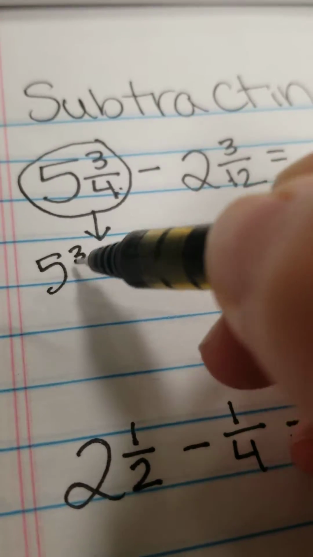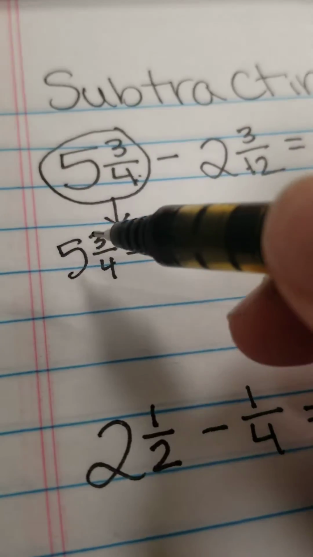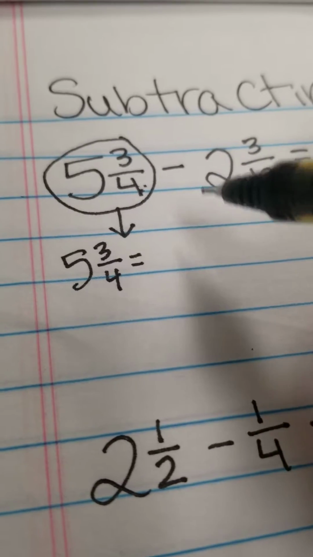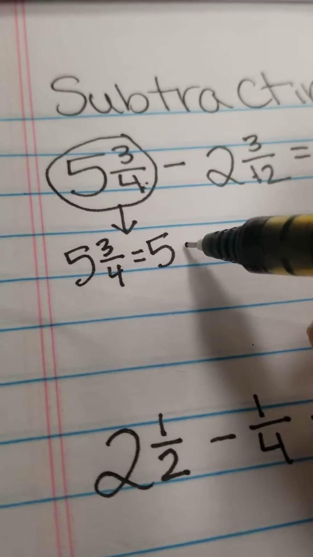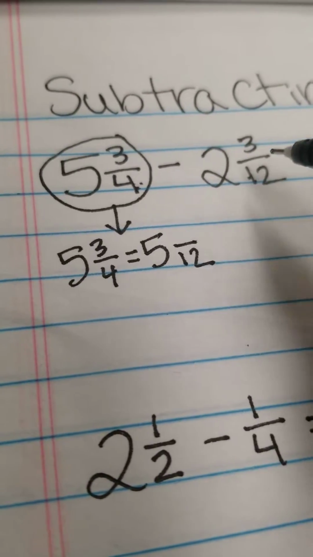So I'm going to make an equivalent fractions equation. This is what I know. I know I have 5 3/4. I know I want something equal to that. I know the whole number is going to stay the same. And I know I want my denominator to be 12 because that's what the other one has.